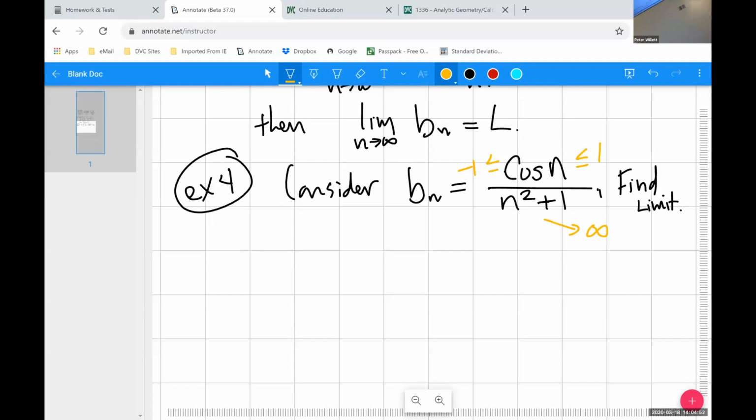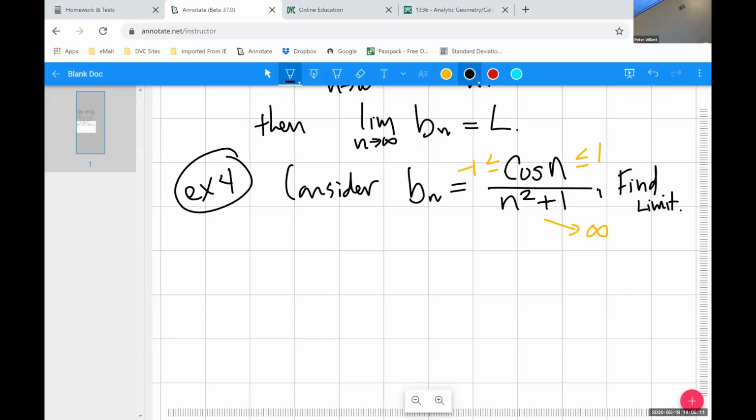So hopefully you could imagine, because the bottom's becoming huge and the top is not, that this thing would go to 0. But how would we support that? How would we justify that other than just saying, I think that's what's going on? Well, that's where the squeeze theorem could help us.